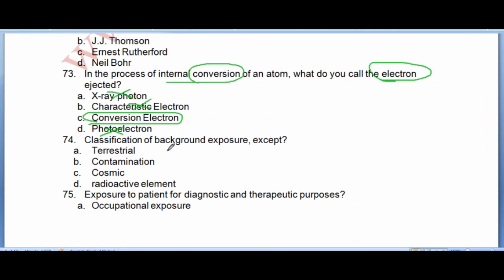Okay? Next, classification of background exposure except. So, ito po yung tandaan, except. So, background exposure natin or background radiation or natural radiation or natural source of radiation. So, terrestrial, correct. Cosmic, yes, that is background. Radioactive element, yes, they are present on Earth. So, wala tayong contamination, radiation. Okay? So, ito po yung answer kasi except. So, except contamination.